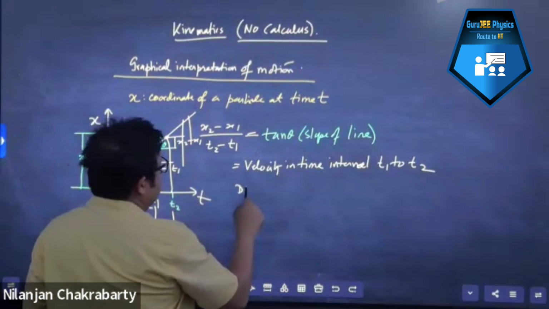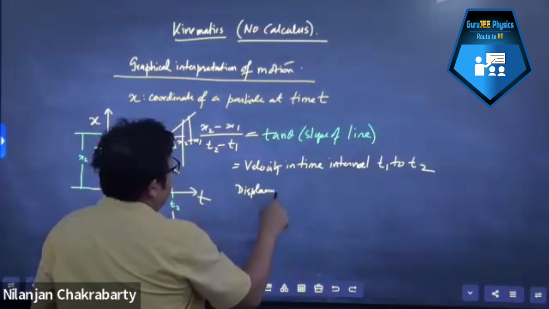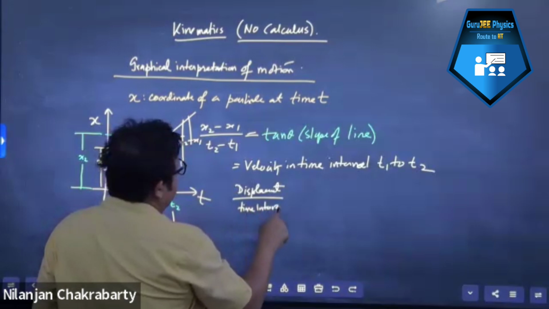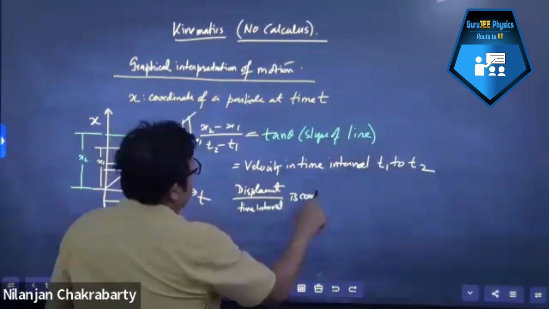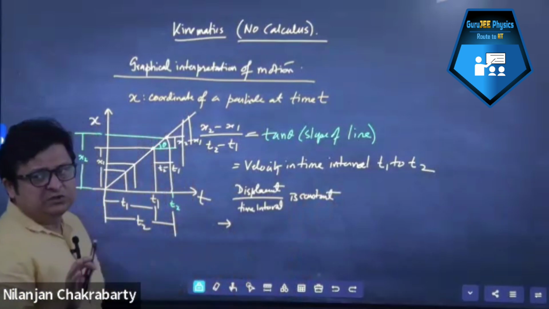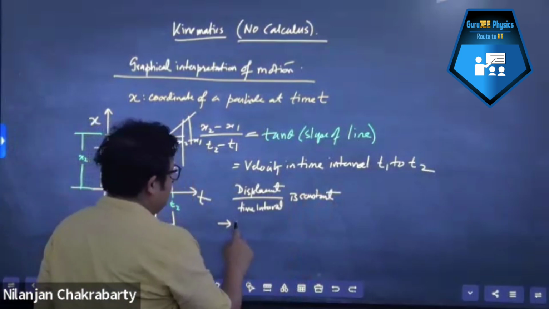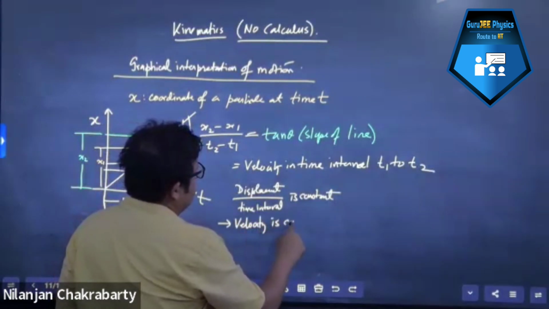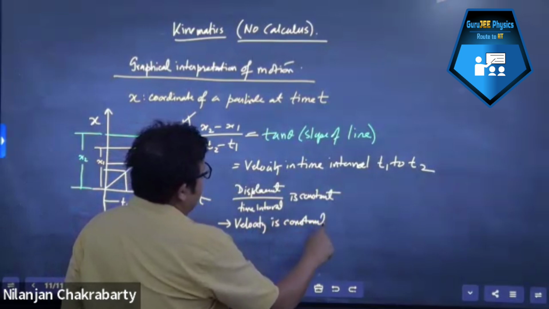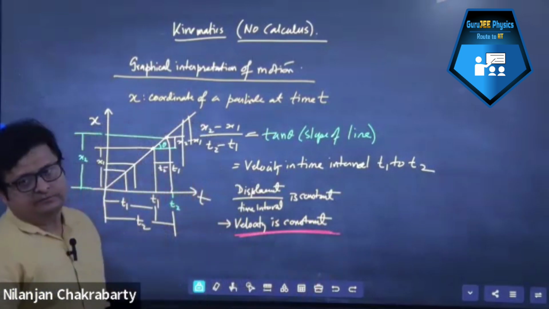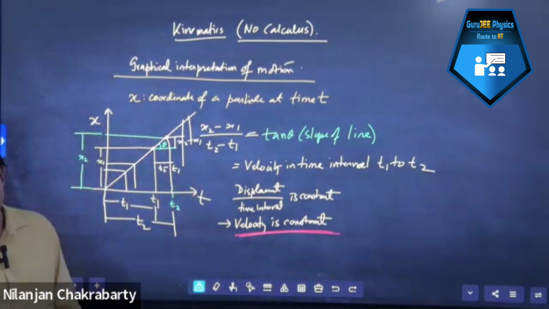So this displacement divided by time interval is constant. That means it shows that the velocity is uniform, constant. That is, velocity is constant. Got the point?